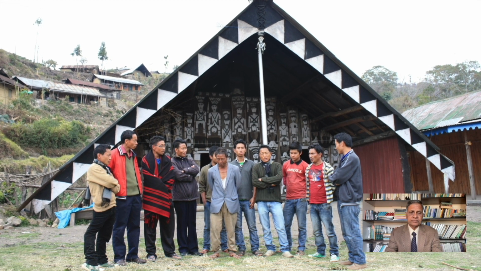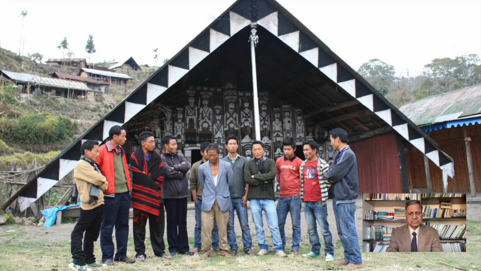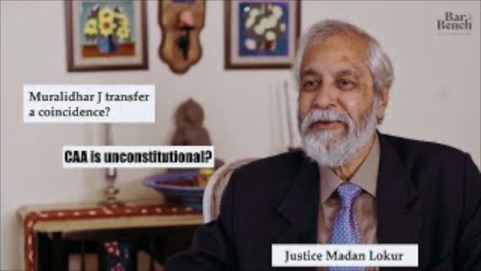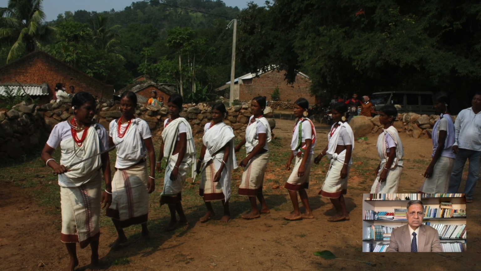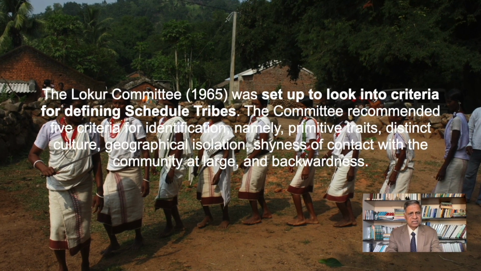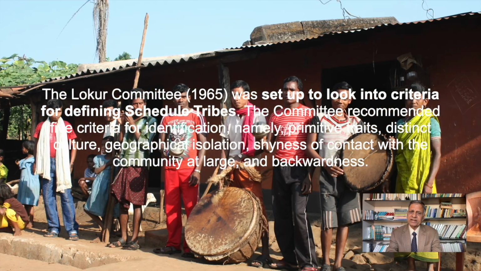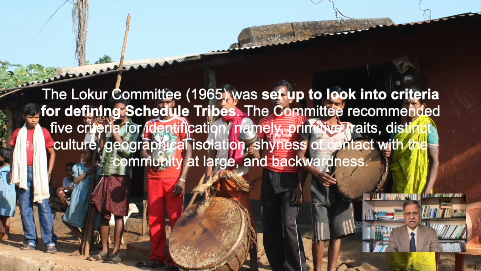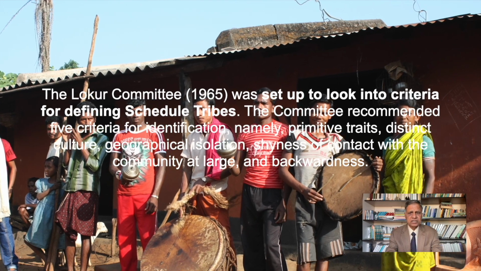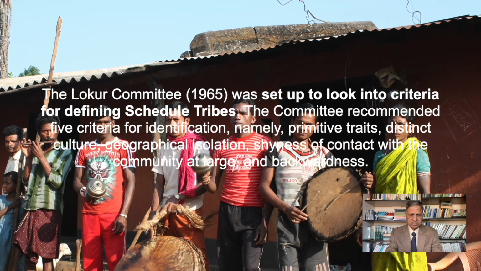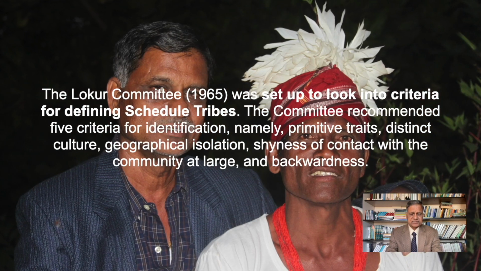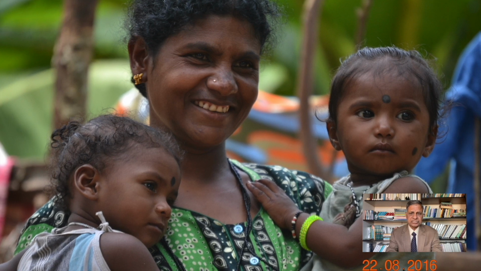Here I would like to mention the important characteristics identified by the Lokur Committee for identification of the Scheduled Tribes. The important characteristics are primitive traits. That means they have their own traits like totemic objects, their marriage rituals, death rituals, performances, and economy. All these cultural traits are unique for them. Then distinctive culture, not only in dress, in every aspect they are different from others, and they are always shy of contact with the public at large.